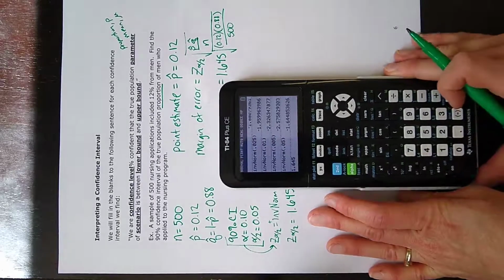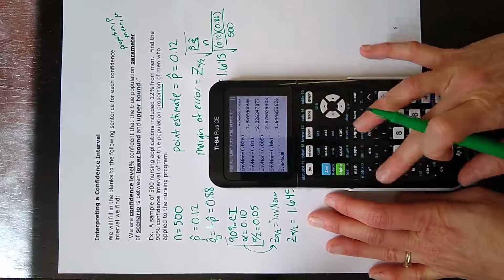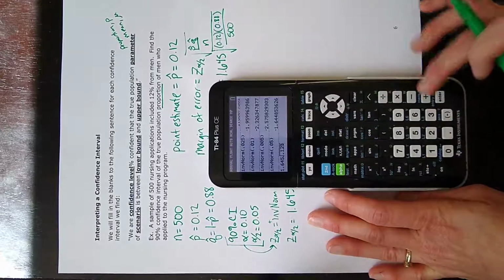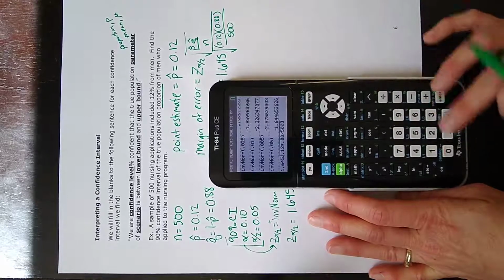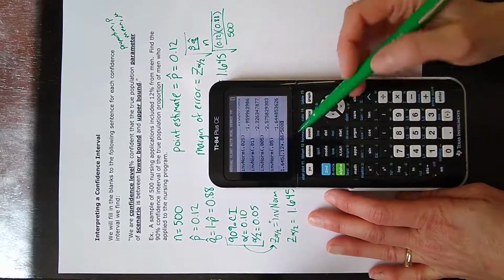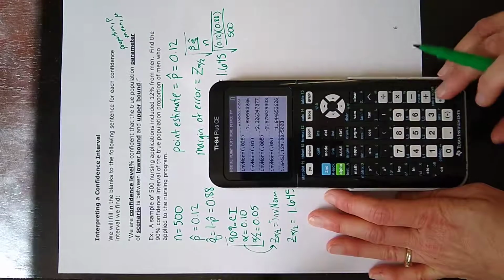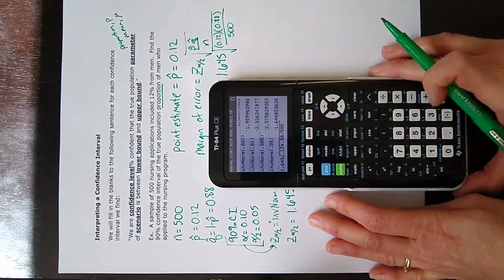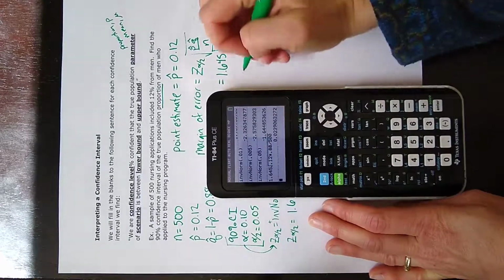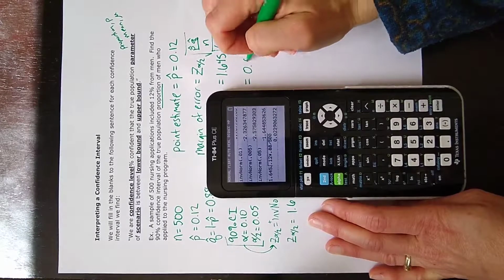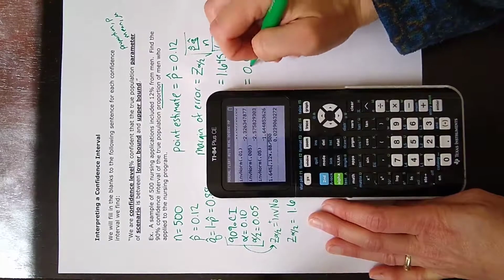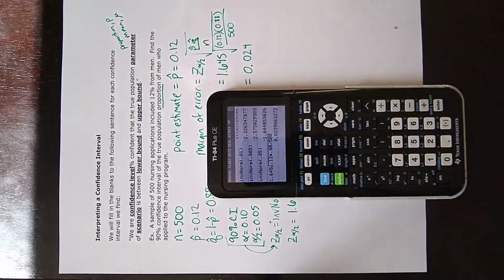So 1.645, then we grab our square root, 0.12 times 0.88 divided by 500. You can either use parentheses or the times sign. I think the times sign just saves you a couple of keystrokes. So our margin of error is 0.024. I'm going to round to 3 places.